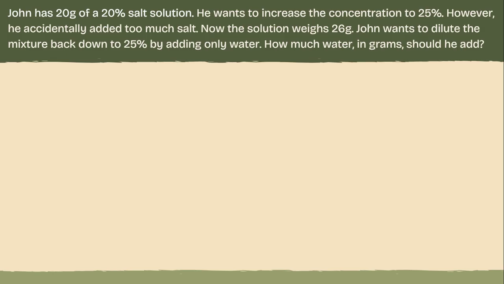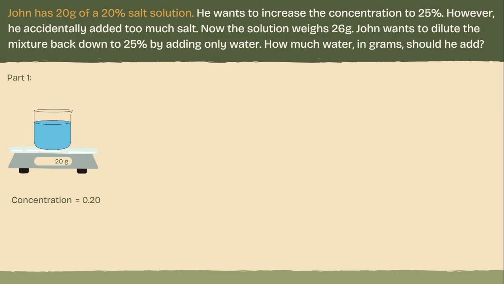Let's try to approach this problem part by part. In the first sentence, we were told that John has 20 grams of a 20% salt solution. A concentration of 20% can be written in decimal form as 0.20. Additionally, the total mass of the solution is 20 grams. Let us also determine how much salt and water are in this solution.